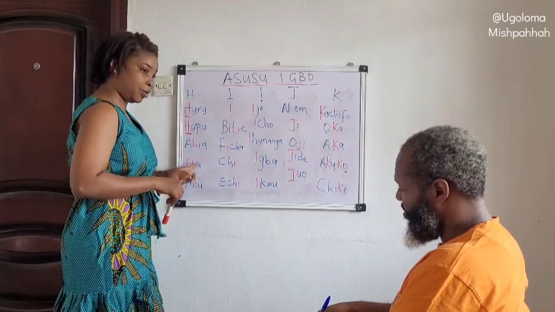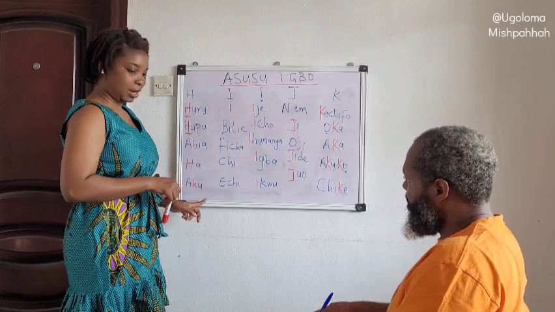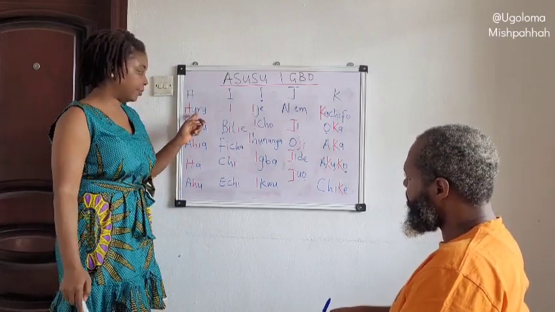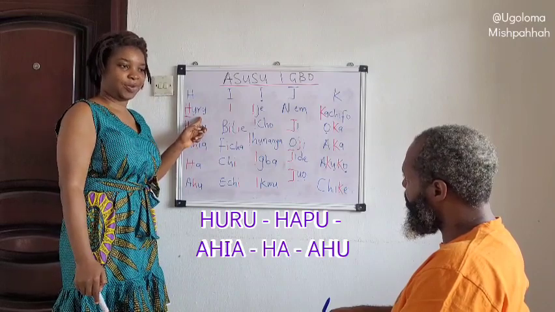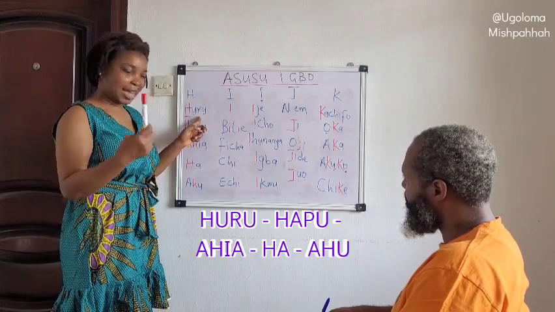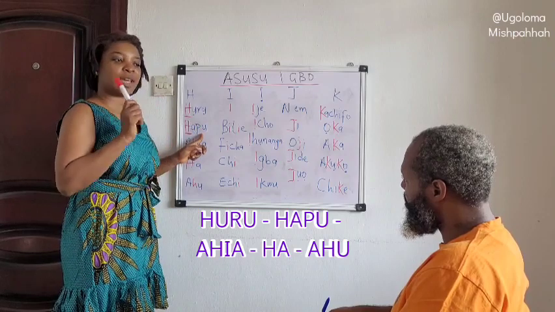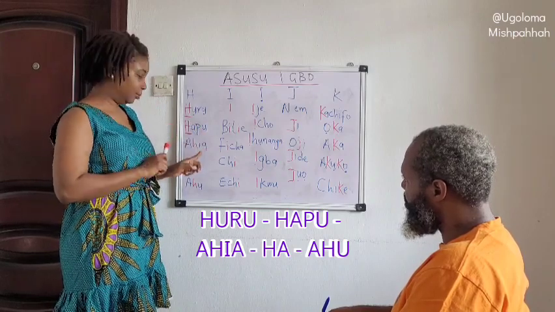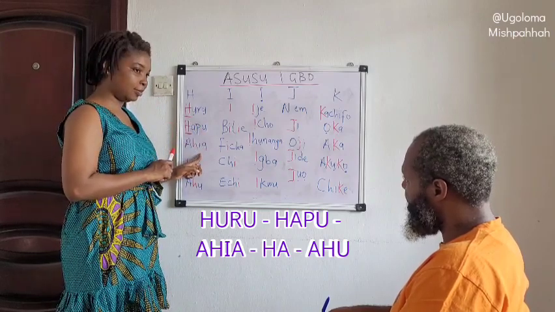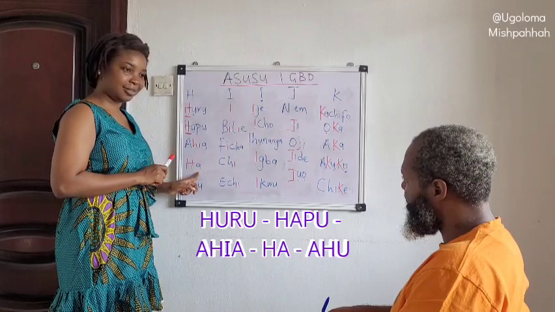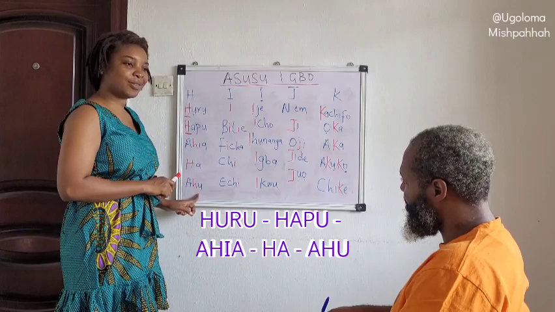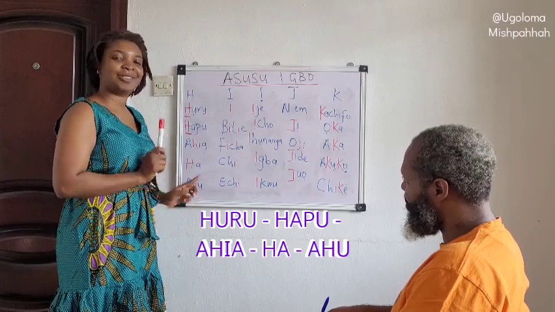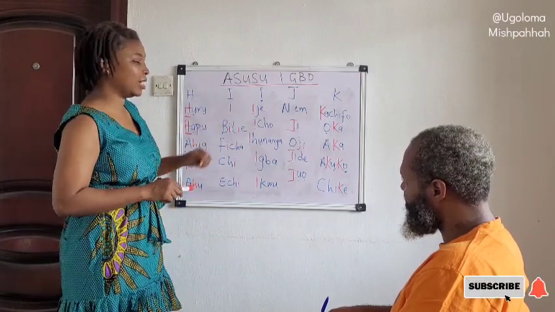Okay, now we're going to pronounce all of them from the beginning to the end. Ready? You ready? Let's go. HURU. Same. Next. HAPU. Next. AHIA. Ha. Ahu. All right, that's very good. Let's go to the next one.